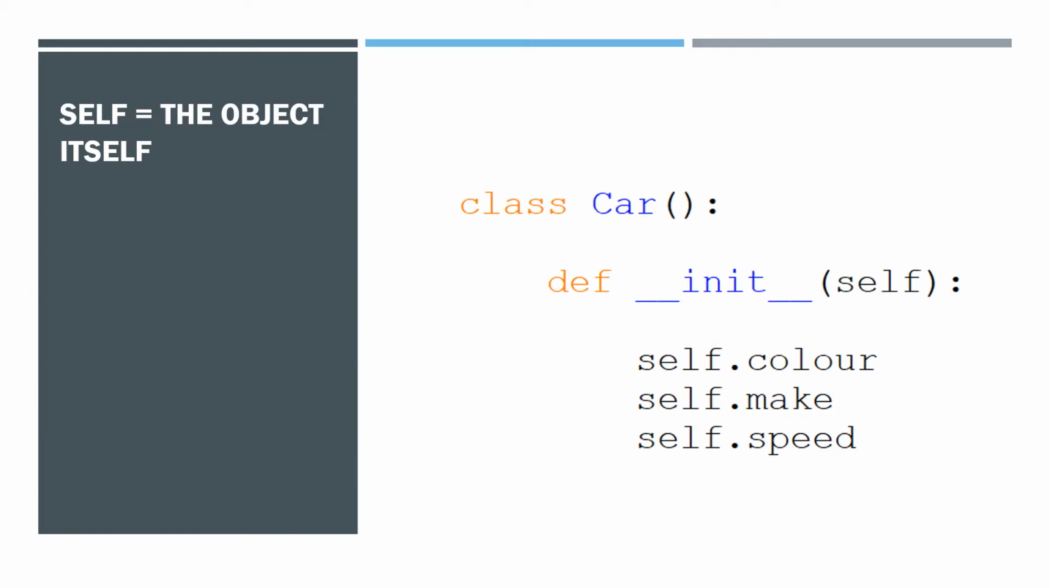Remember that we don't know the name of the object. That's because we can produce any number of objects from this single class definition. So conventionally in Python, we use the word self. It's not strictly a keyword, so we could use a different word, but we conventionally use the word self to stand in for the name of the object itself. And when we define the attributes, we make them attributes of this kind of typical object. So self.colour, self.make and self.speed. Not all programming languages do this, but Python does.